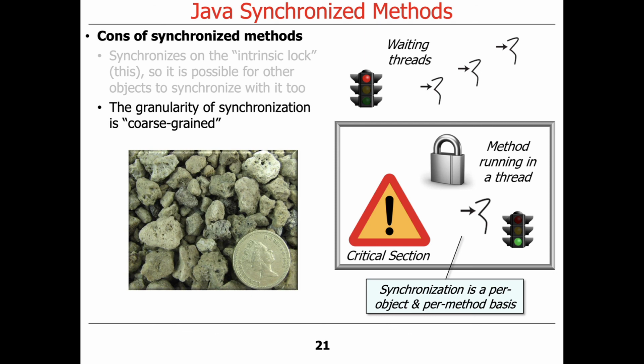Another limitation with synchronized methods is it makes the granularity of synchronization rather coarse-grained. Now, I just told you that one of the nice things, one of the pros of synchronized methods, was the fact that the method is the unit of synchronization. So that's a pro. But if the method is very long and complicated, that could become a con because that method throughout its entirety holds that intrinsic lock, because synchronization is on a per object, per method basis. So if you have long methods that are synchronized, that can become a bottleneck.